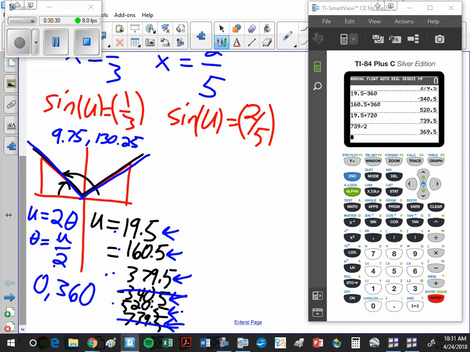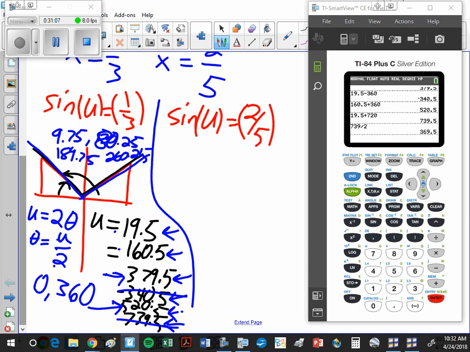What's 379.5 divided by 2? Or sorry, 80. Wow. 80.25 is what I meant. What's this one divided by 2? 189.75. And what is this one divided by 2? 260.25? Okay, am I done? No, now I need to do the other half.